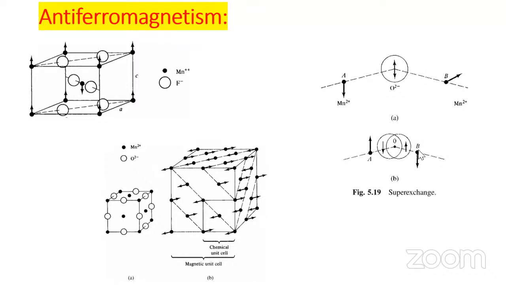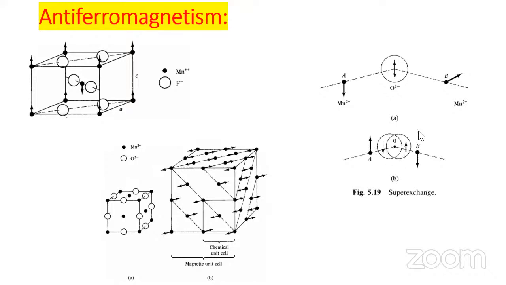non-magnetic oxygen and magnetic Mn. So this interaction will be antiferromagnetic in nature, and the moments will align in directions opposite to each other. A similar thing is going to occur over here. This is what is called the super exchange interaction.